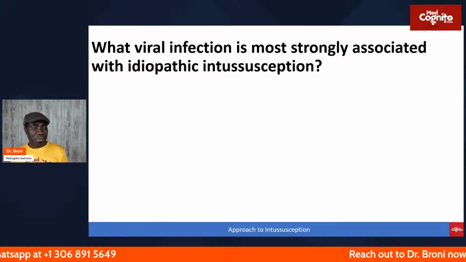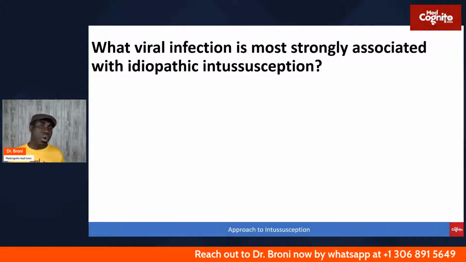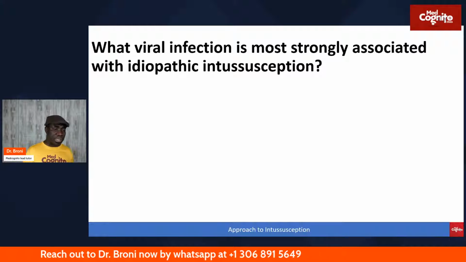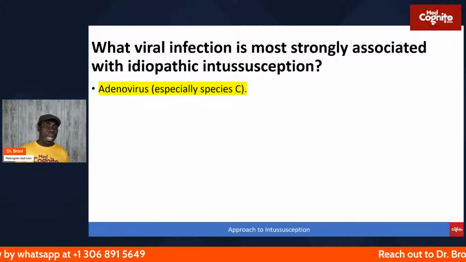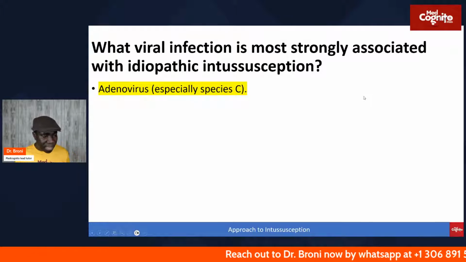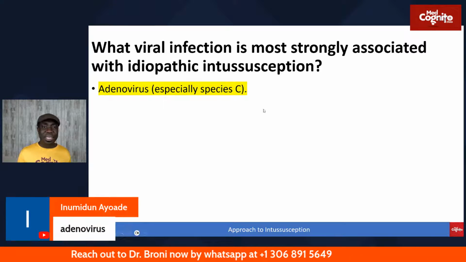Okay. What viral infection is most strongly associated with idiopathic intussusception? Good. Adenovirus, especially type C. Good. People are picking it up. Thank you very much. I'm very happy about the answers I'm seeing.